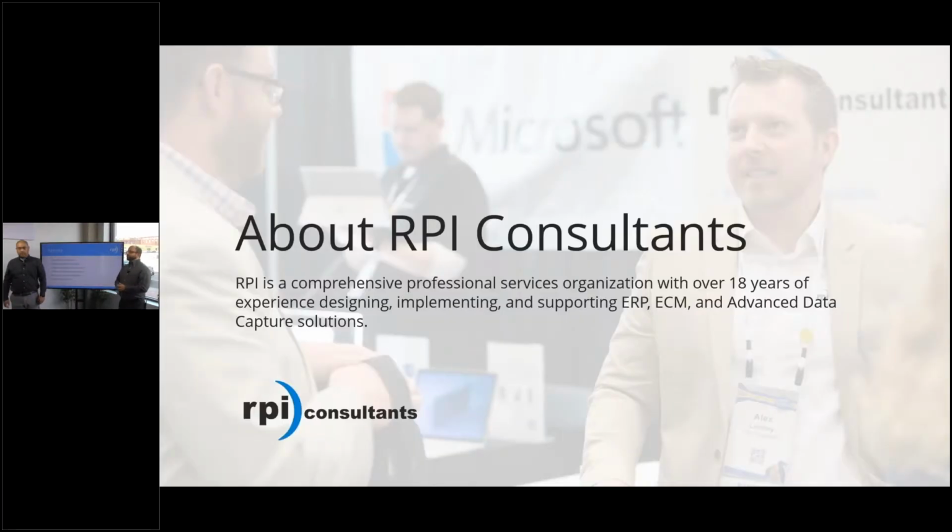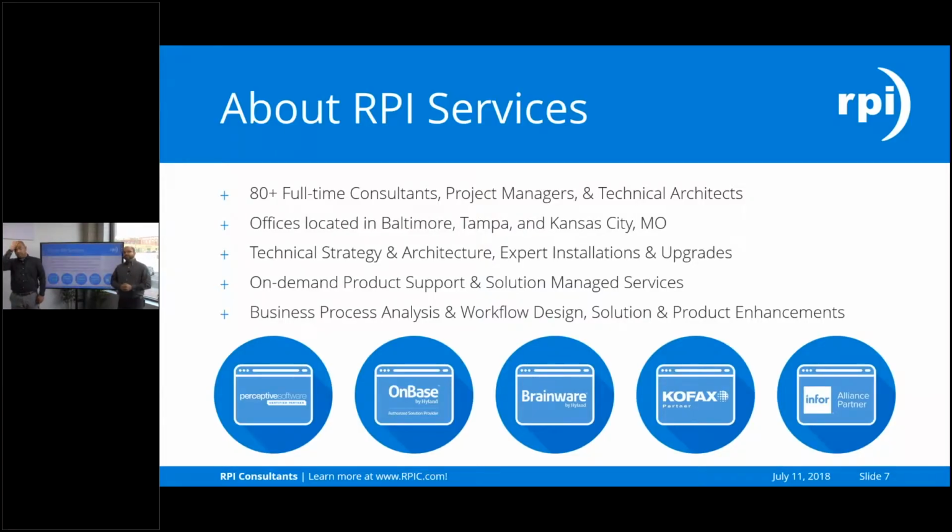So a bit about who we are. RPI Consultants consists of over 80 consultants, project managers, and technical architects throughout the United States. We have 3 primary locations. There's Baltimore, Tampa, and then Kansas City, Missouri, which is where we are here today. And we cover a wide range of available services, including design and implementation of solutions, support, ad hoc support agreements, advanced support, and we have experts in upgrades and transitioning from different product suites.